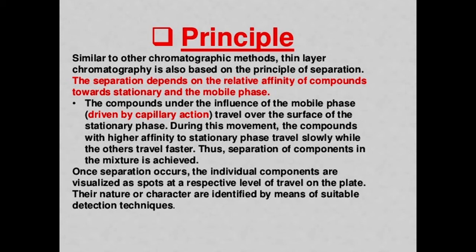Now, once the separation process is over, the individual components are visualized as spots, or as lines if you have applied the sample in the form of a line. So the individual components are visualized as spots at their respective levels of travel on the plate. The nature of the compound is identified by means of a suitable detection technique. You can also quantify the amount of separated component by extracting that component out from the stationary phase.